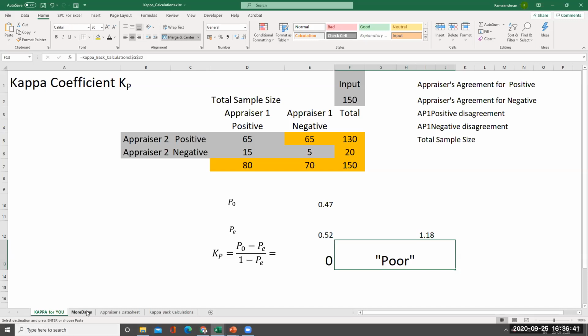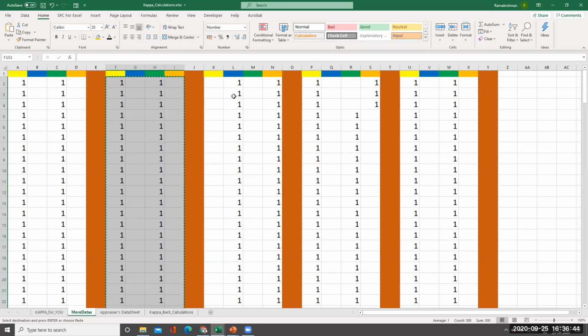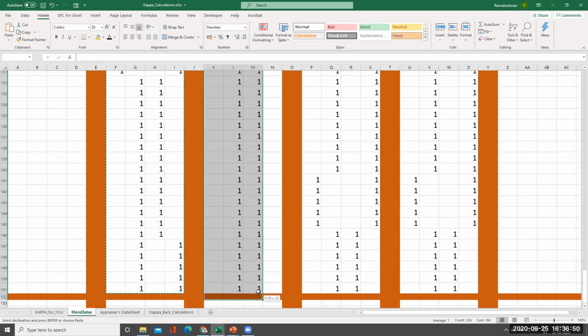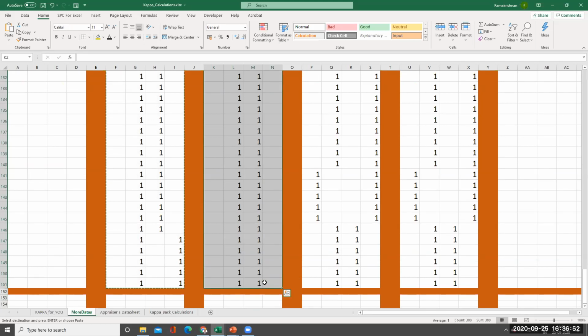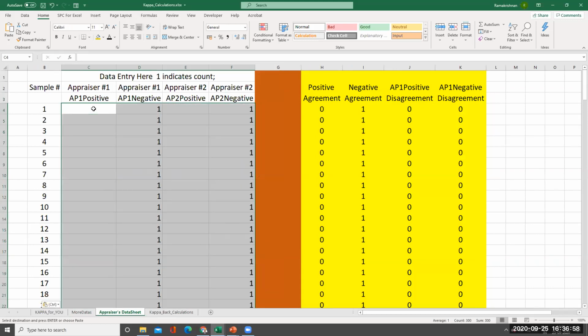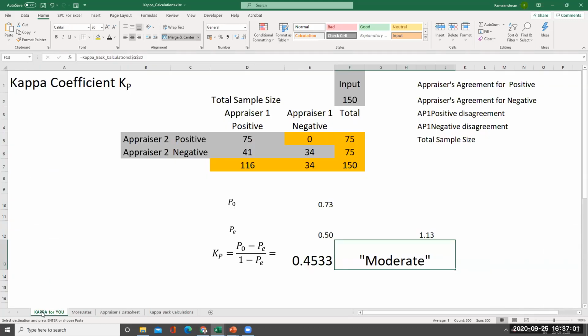Now we'll go to other data, more data. I will select this data, that is the second data. I will Control C, and then I take this data sheet and put this data here. We'll see what happens. And then we will go to this kappa for you. See, moderate agreement is there.